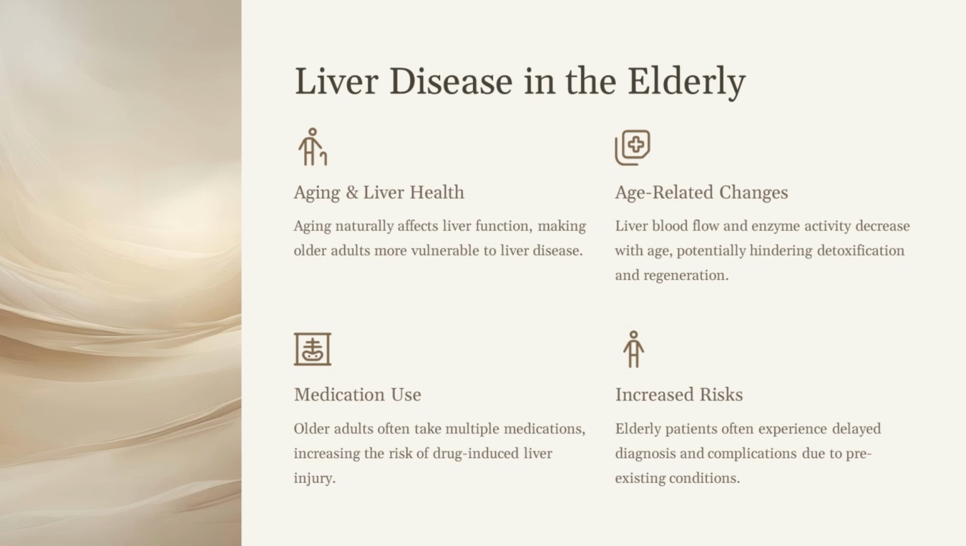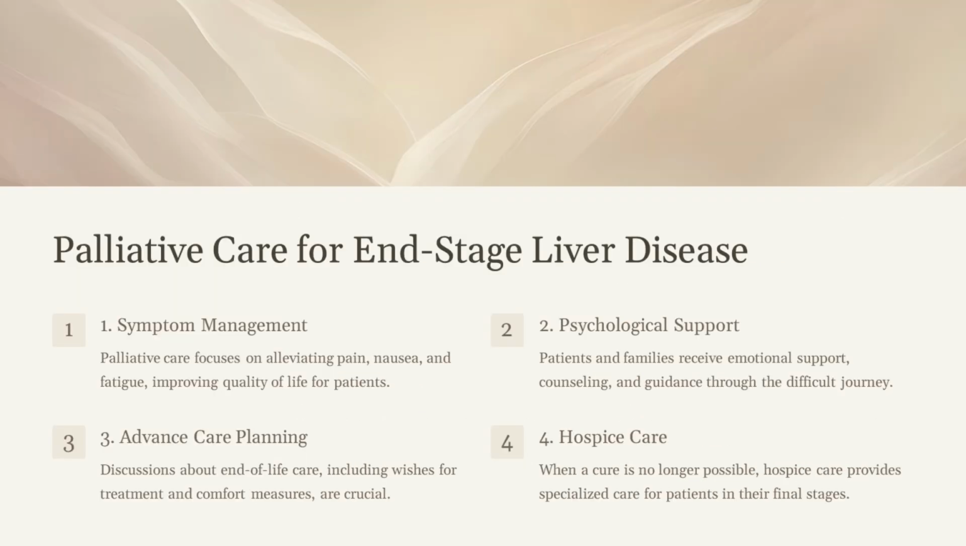Older adults often take multiple medications, which increases the risk of drug-induced liver injury. This is an important consideration, as liver problems can be difficult to diagnose in the elderly due to pre-existing conditions. Early detection and proper management of liver disease in the elderly are crucial to prevent complications and ensure the best possible health outcomes.